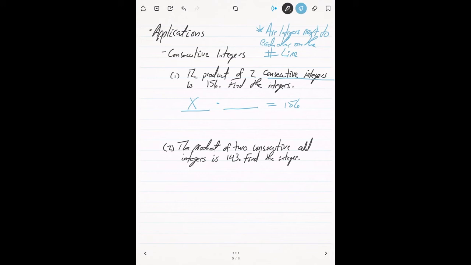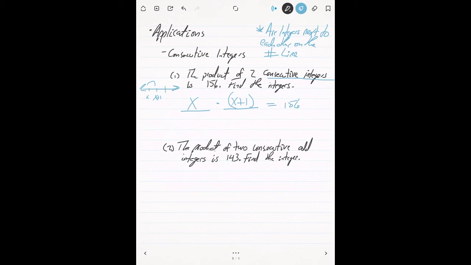Okay. X is the first integer. Well, what's the integer that comes after x? Think on a number line. If this number's x, how do you get to the next number on the number line? You add 1. So if one integer was x, the other integer could be x plus 1. Hey, not bad. Okay, this is starting to make a bit more sense. So if I took these two numbers, multiplied them together, I get 156. All right, that equation kind of setup-wise makes sense, but how do I go about solving this?